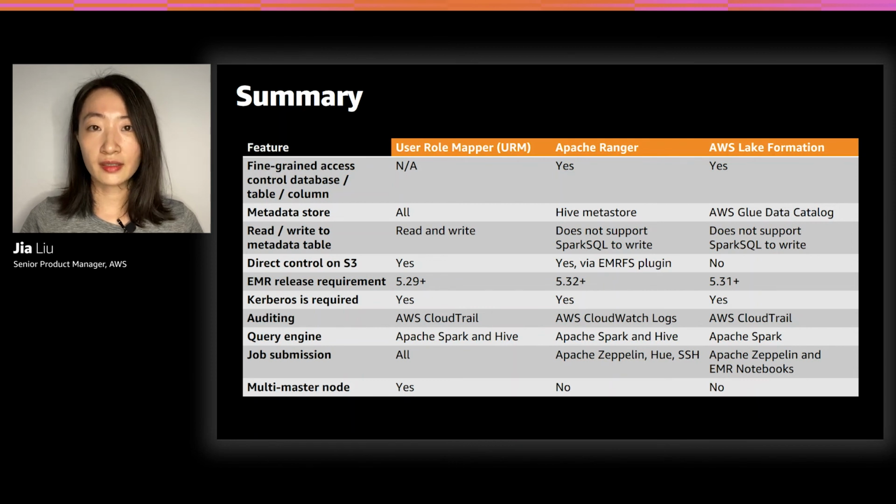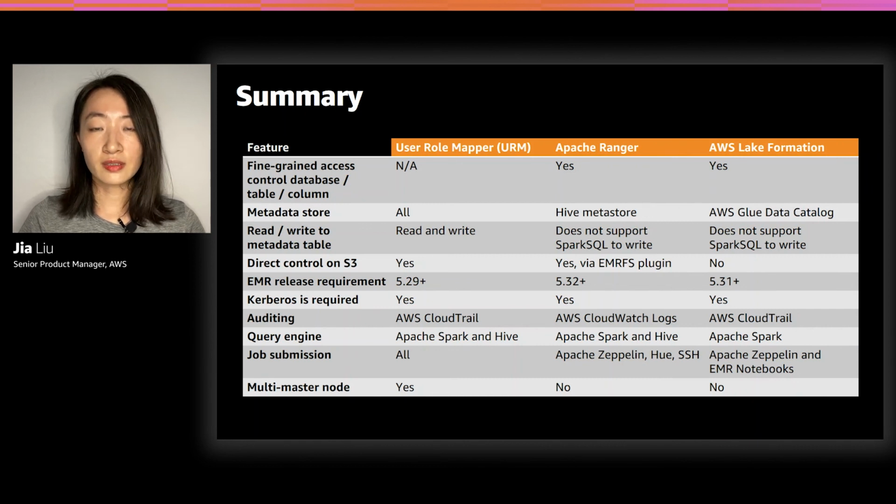If you need direct access control on S3, we recommend using URM or Apache Ranger. Lake Formation currently does not allow you to control S3 directly. Some common themes across the three options are they all operate on the latest or relatively new EMR 5.x releases. Kerberos is required for all three options, and they all allow AWS service audit, such as CloudWatch or CloudTrail.